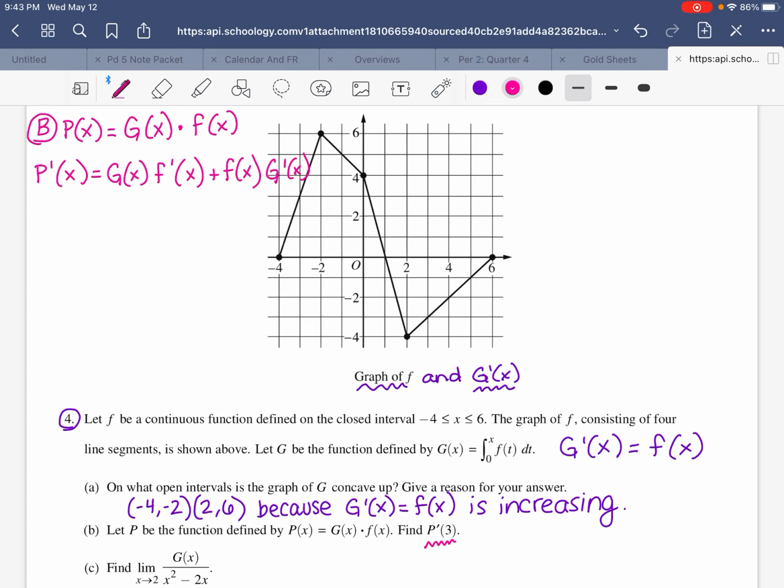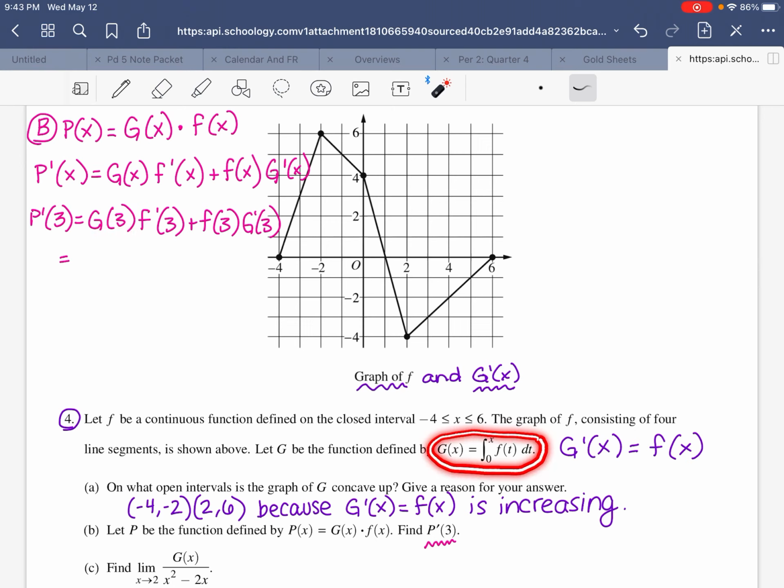And I'm looking for p prime of 3. So p prime of 3, make sure you're using good notation, is g of 3 times f prime of 3 plus f of 3 times g prime of 3. And let's try to evaluate each piece of this. So the first piece, which says g of 3. Well, I know that this is g of x. So g of 3 would simply be the integral from 0 to 3 of f of t dt. I'll evaluate that in a moment. Times f prime of 3.